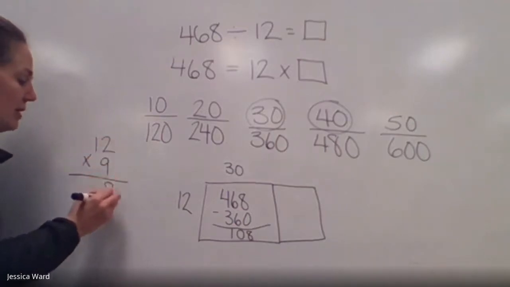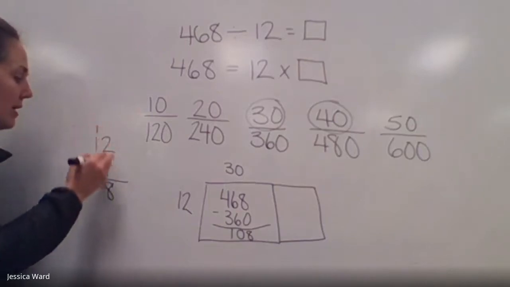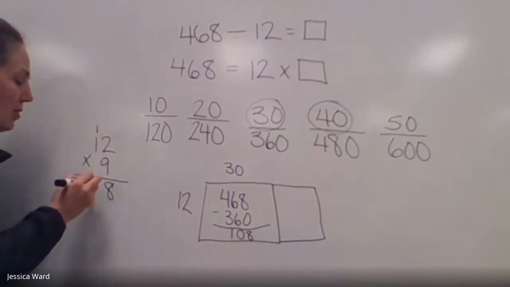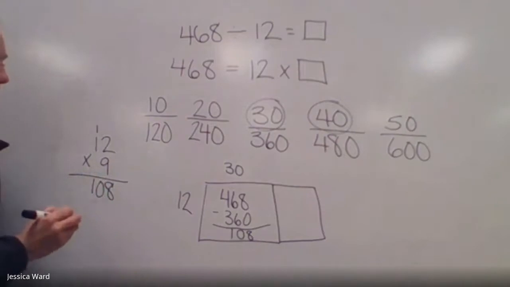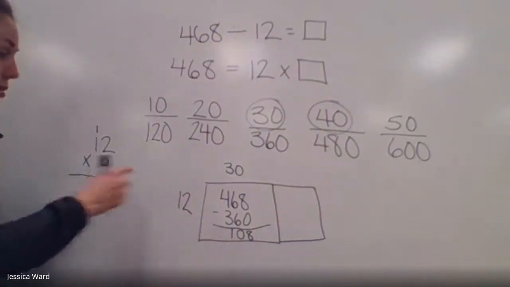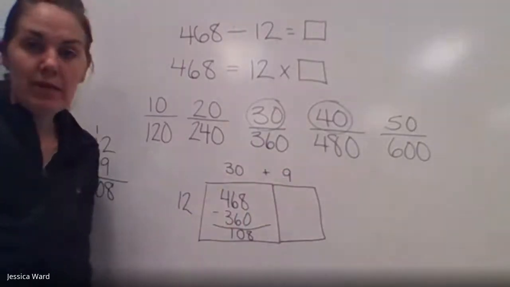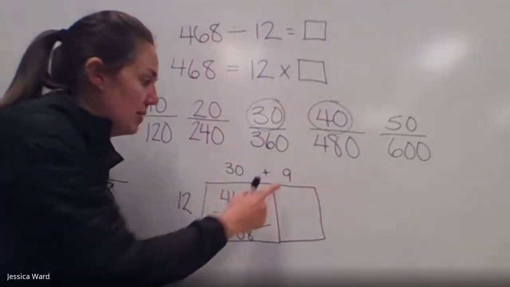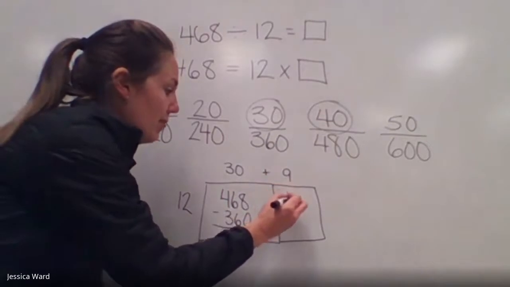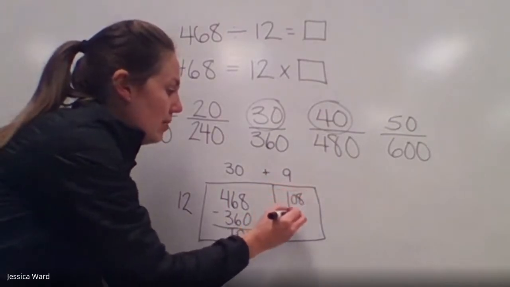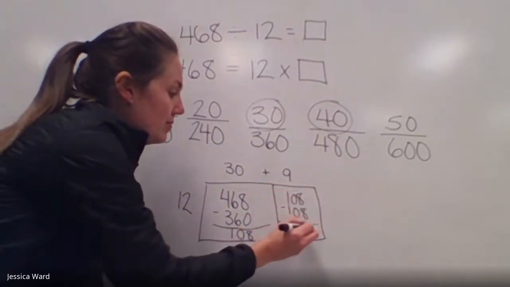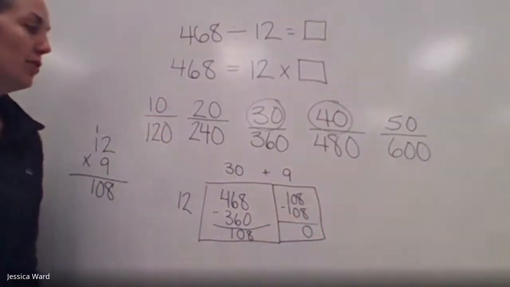9 times 2 is 18. 9 times 1 is 9, plus 1 more makes it 10. So that is my 108. So my other piece of my quotient here is going to be 9. So I would have 108, take away 108, leaves me with no cards left over.